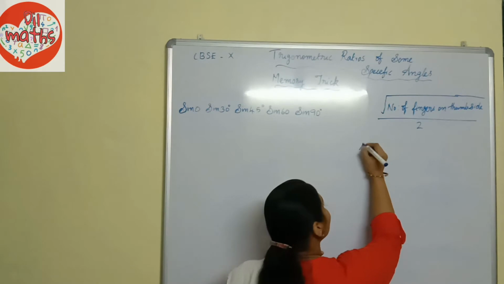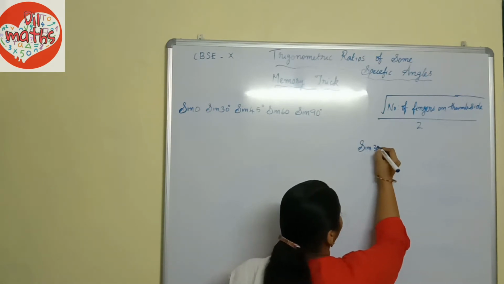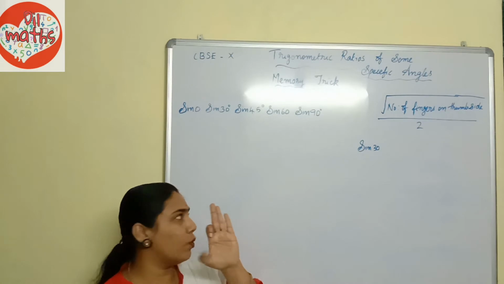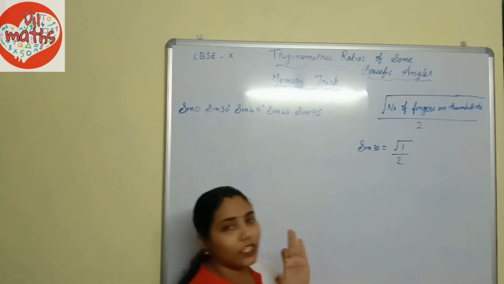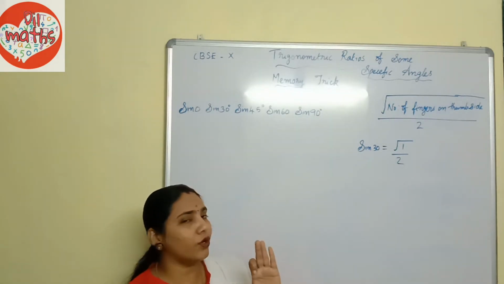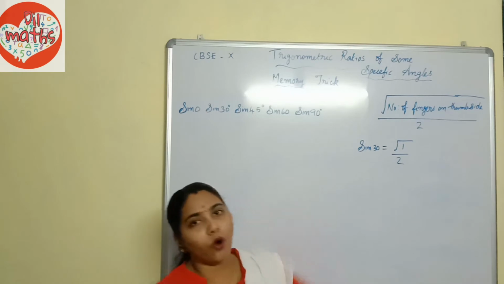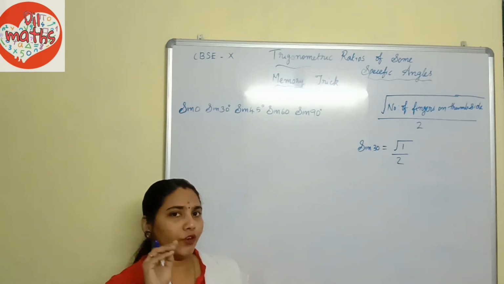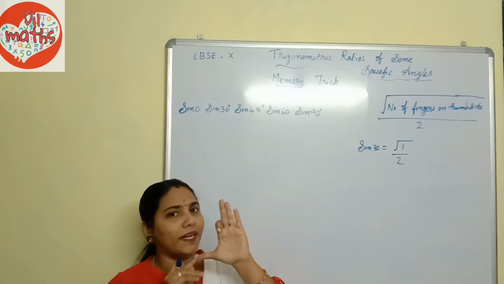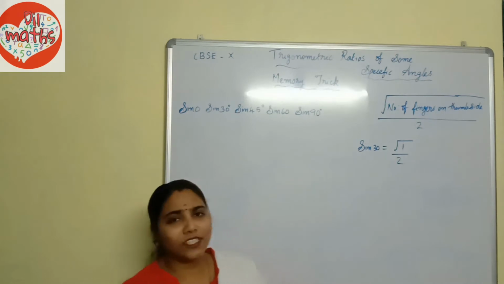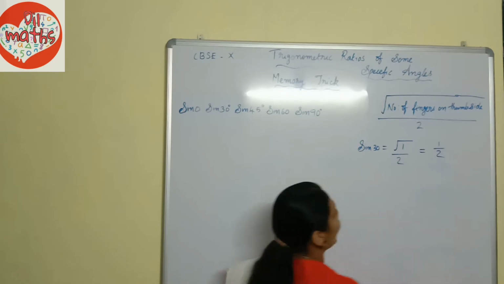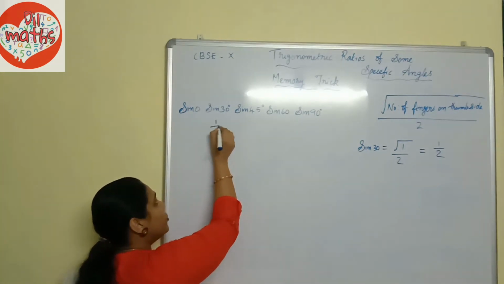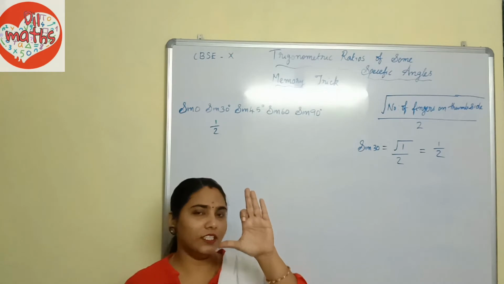Okay, so sine 30 is equal to... how many fingers are left in thumb side? One finger. Square root of 1 by 2. And denominator always should come 2 only. The square root is applicable only for the upper side, that means for the numerator only. So square root of 1 by 2 is sine 30. What is square root of 1? Square root of 1 is equal to 1. So answer is 1 by 2. Sine 30 you got as 1 by 2.